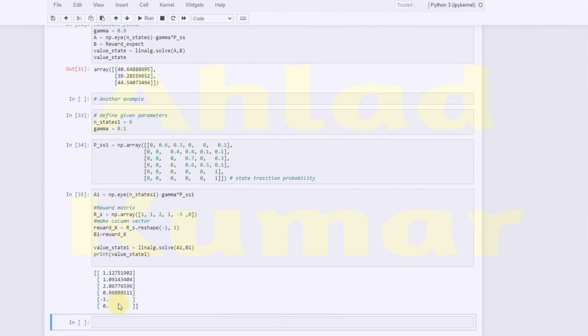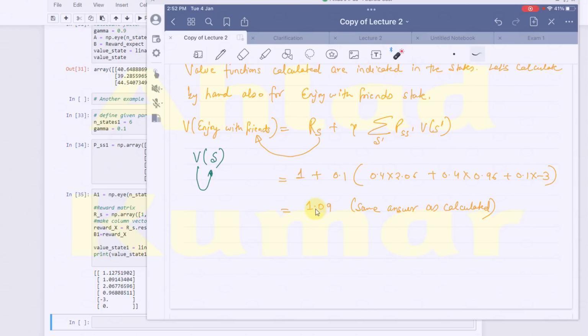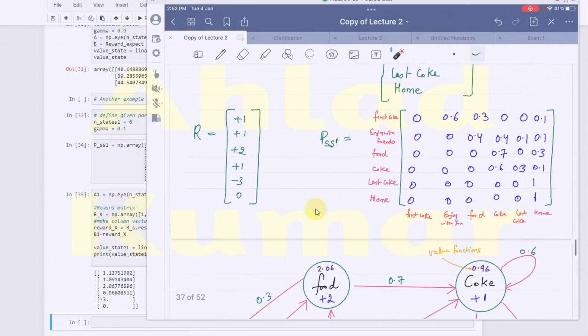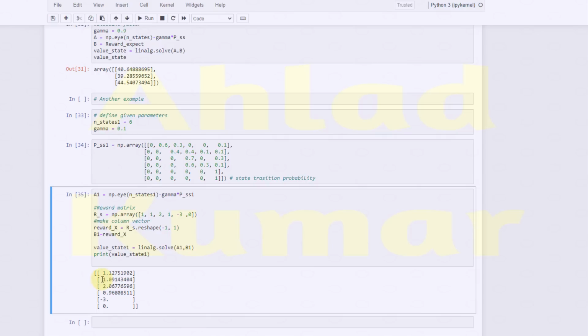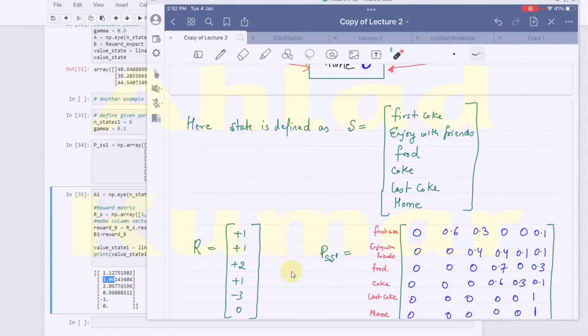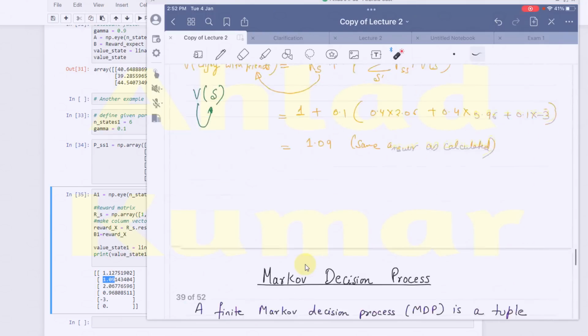Now you can see the values you are getting over here are the value functions of the states. The important thing is that we calculated the enjoy with friends state, which is basically the second state, and the value of that is 1.09. You can see over here, which we had already calculated. So this is 1.09 and this is the second state. The value function corresponding to that state will be the second location of the one-dimensional column vector, and here you can see its value is coming out to be 1.09. So we cross-verified our calculations with those calculated theoretically using this equation which is given over here.